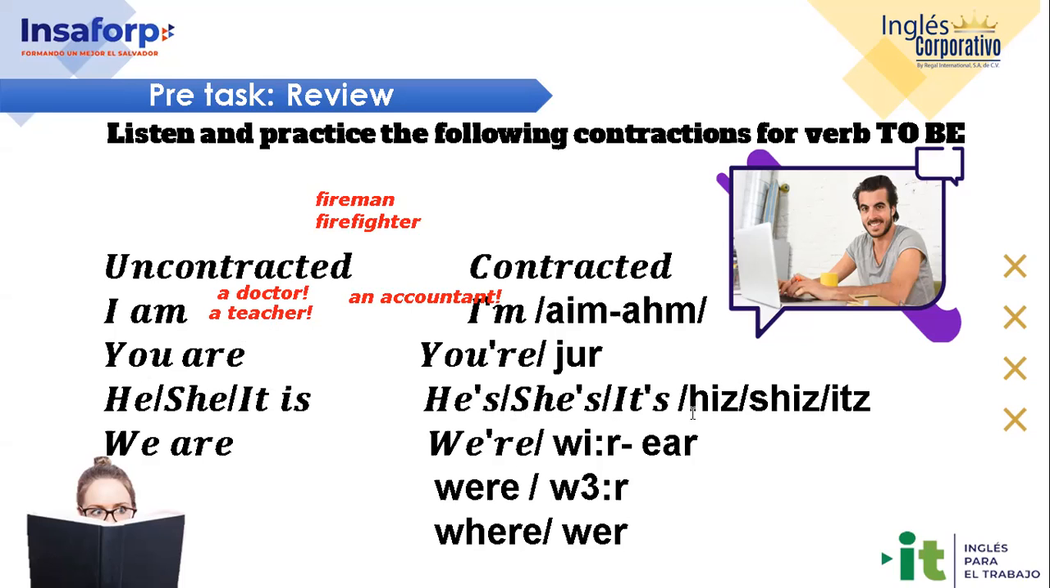Acá tenemos la pronunciación. He's, with Z. He's a teacher, he's a doctor, he's a lawyer, he's an architect, he's an accountant, he's an artist. And then you have the next one, which is she's a lawyer, she's an engineer, she's an accountant, she's a fireman, she's a nurse, she's an employee, and we have is. Okay, it's.